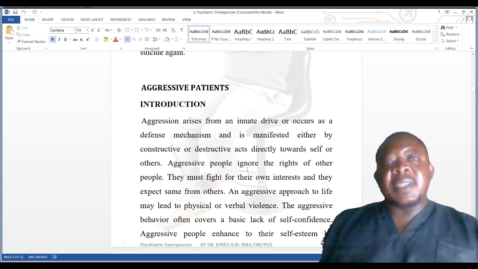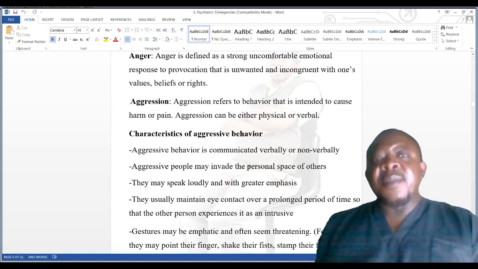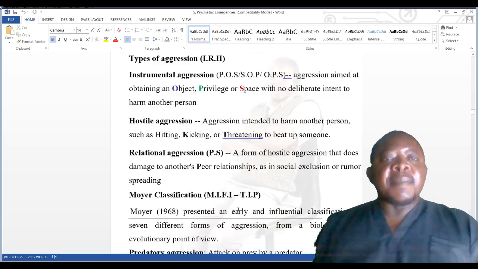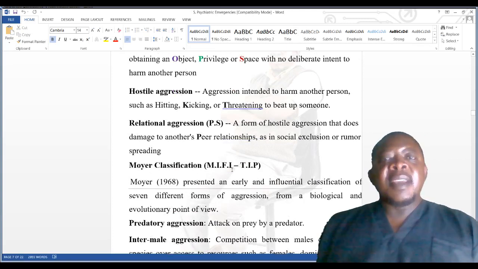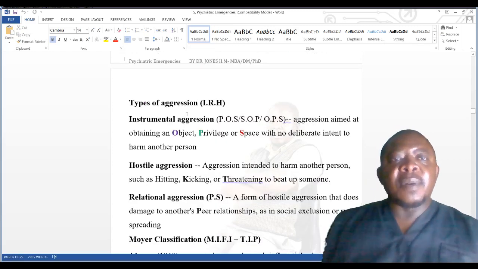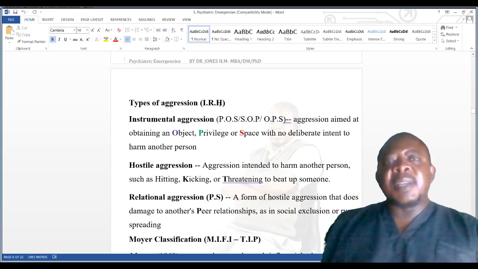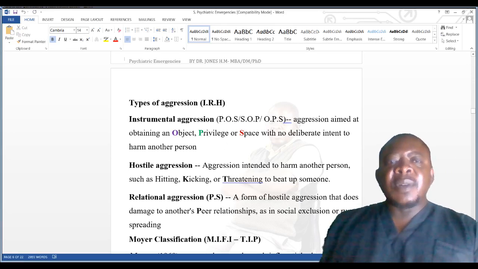So when looking at aggressive patients, we tabulated some classification of aggression and looked at characteristics of aggression. We looked at Moyer's classification of aggression, and we simplified Moyer's classification in a figure. Then the other general types of aggression we simplified to mean instrumental aggression, hostile aggression, and relational aggression.